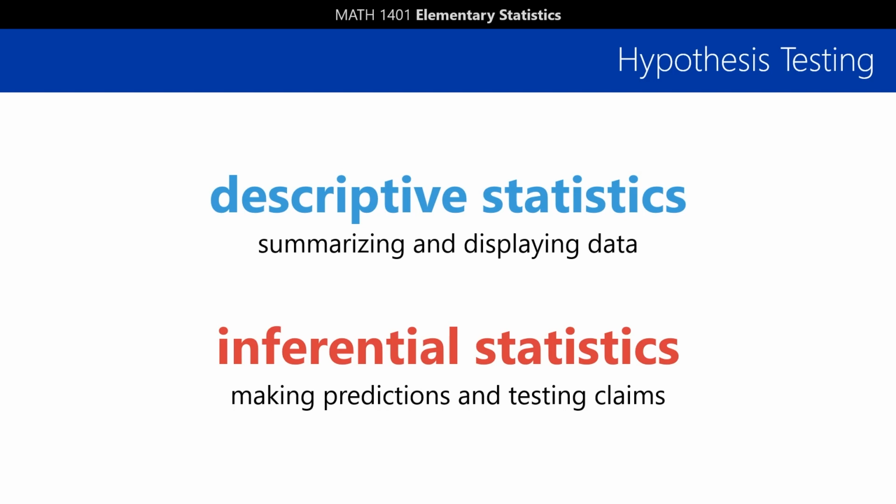Confidence intervals are an example of inferential statistics in action. What we're going to do now is see another use of inferential statistics, in which we use our data to test an existing claim.